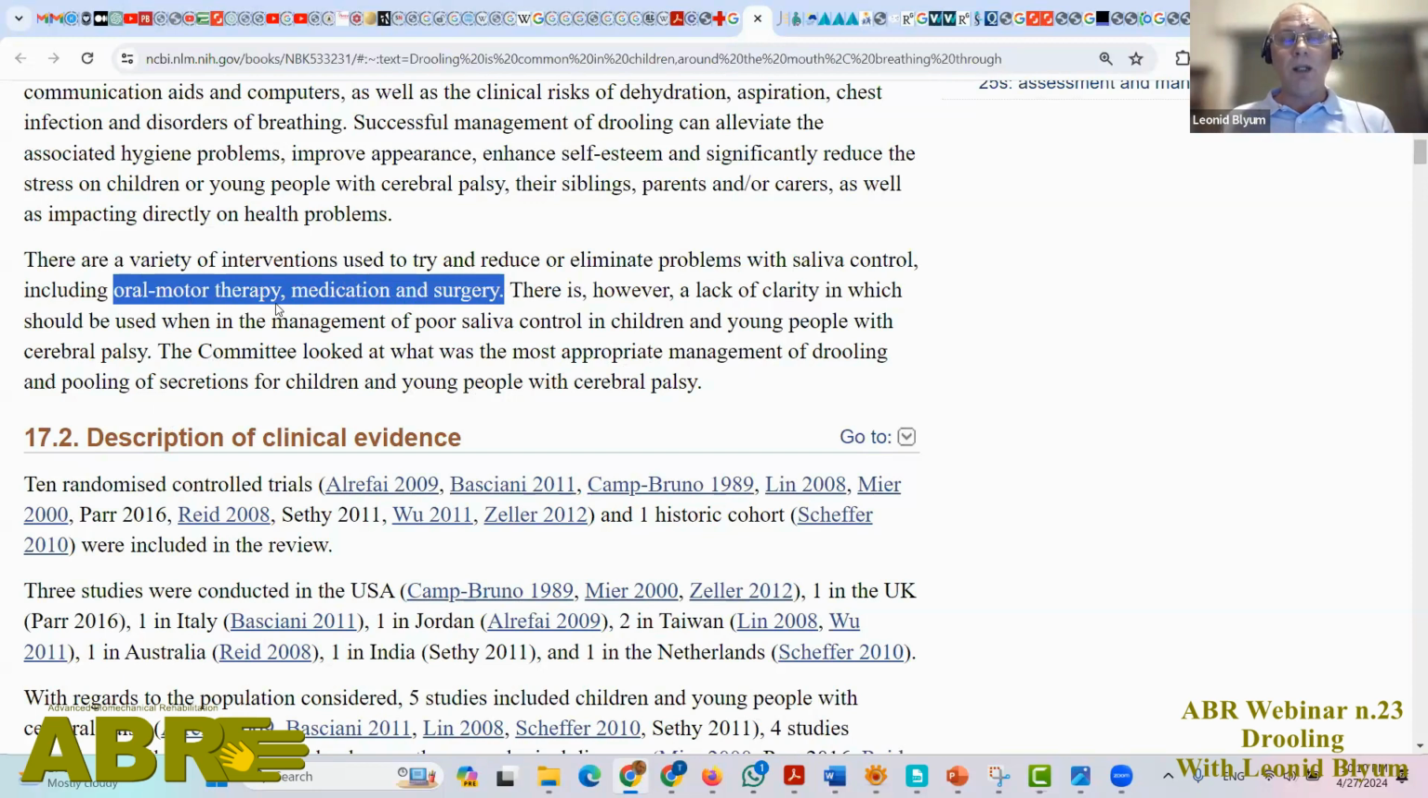But again, the logic is very straightforward. If you're using medication, that means that you're probably not doing things deep enough when it comes to the therapies, right? So you see, the very label oral motor therapy is already describing the things in a rather smallish way. So it's putting us inside the mouth.